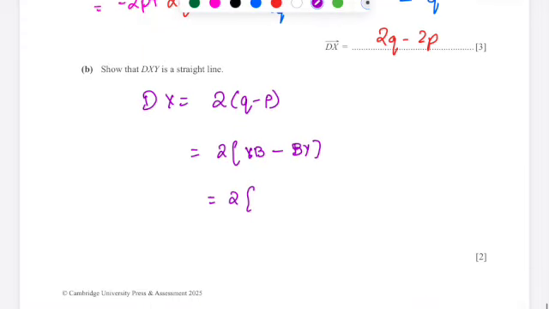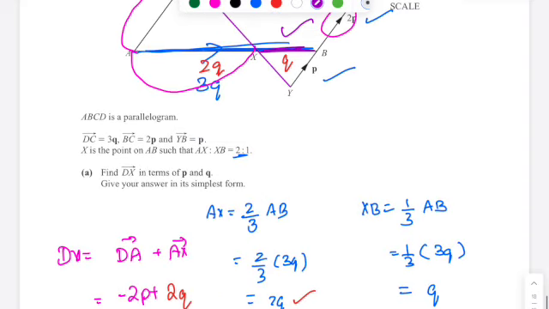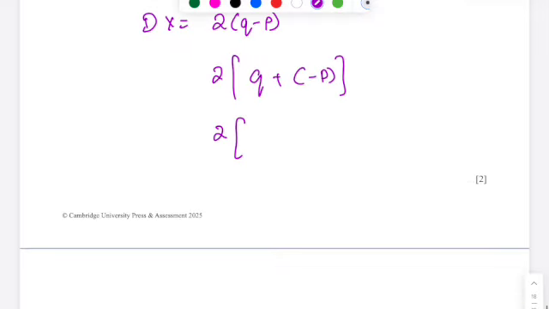Once again, let me write it over here neatly. 2 times q plus of minus p. 2 times q. What is q? Q is nothing but XB, and minus p is BY. XB plus BY. XB plus BY is nothing but XY.